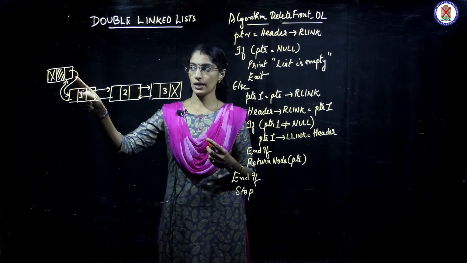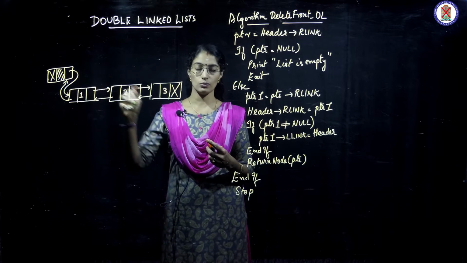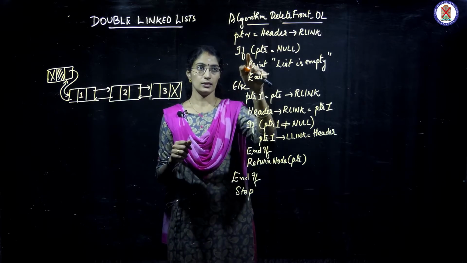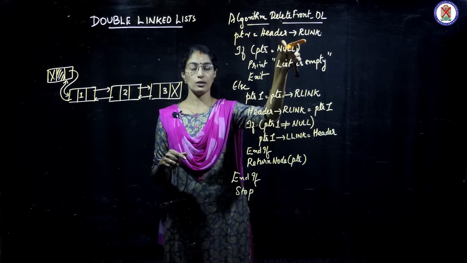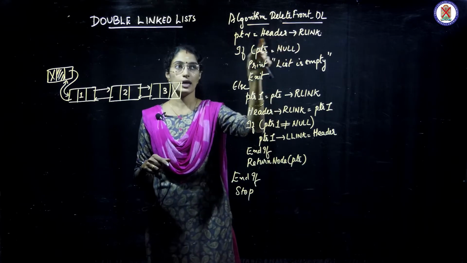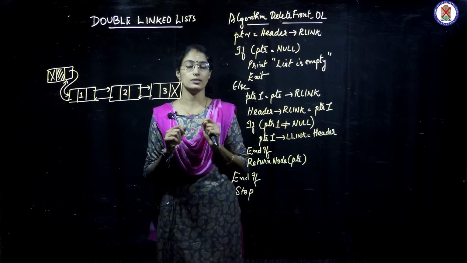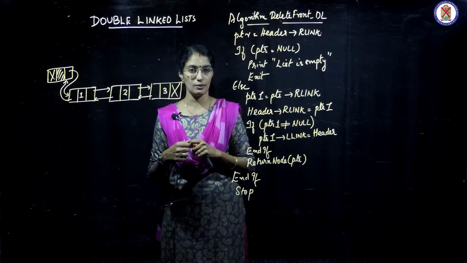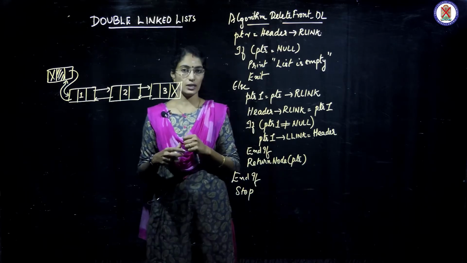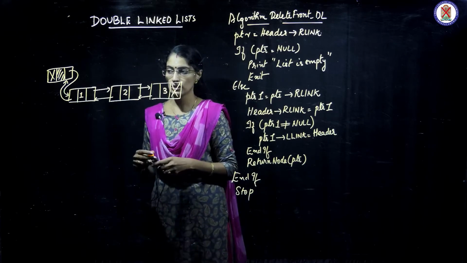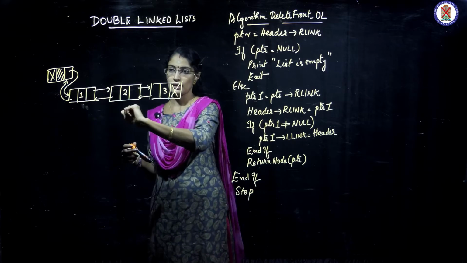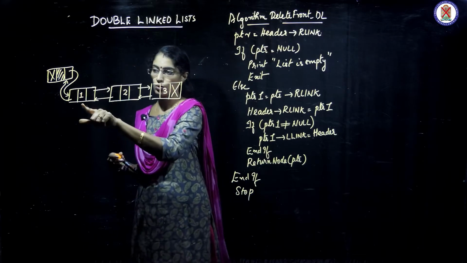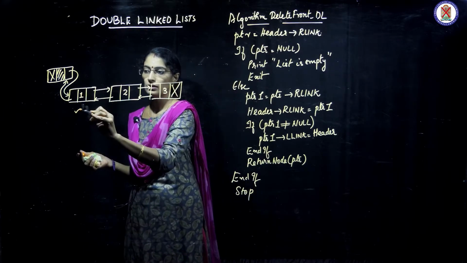The right link of the header node will be null, right? That is, first you assign the right link value of the header node to PTR, and if that value is null, it means that you are dealing with an empty list. So let's go to the else portion. In order to delete the first node, here the first node data is 1, then 2, then 3. So you are going to delete this particular node.